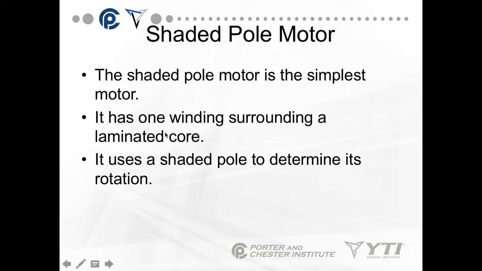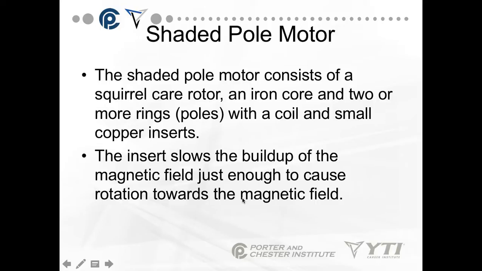Okay, now we have the most basic type of motor that we're going to start off with, and that's called the shaded pole motor. The shaded pole motor has one winding surrounded by a laminate core. It uses a shaded pole to determine its rotation. The shaded pole motor consists of a squirrel cage rotor, an iron core, 2 or more rings with poles and with a coil and a small copper insert. What this copper insert does, it slows the buildup of the magnetic field just enough to cause rotation towards the next magnetic field.